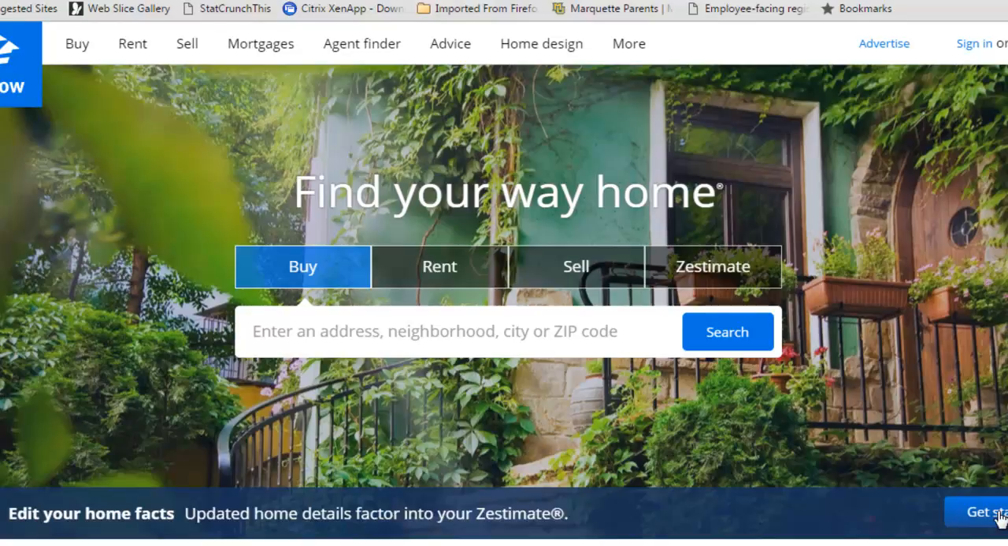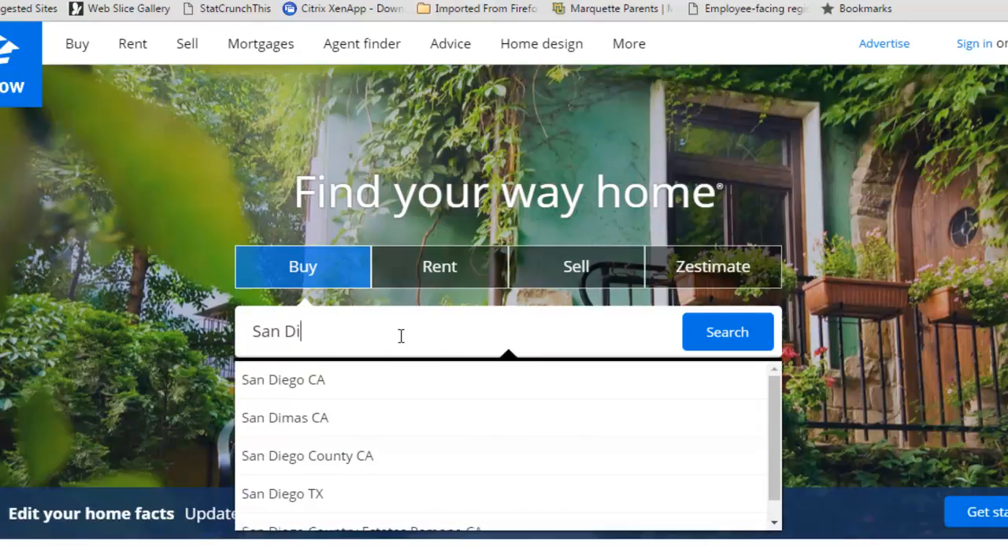Price is no object. San Diego. Sounds great. So what we're going to do is look for homes in San Diego, California.